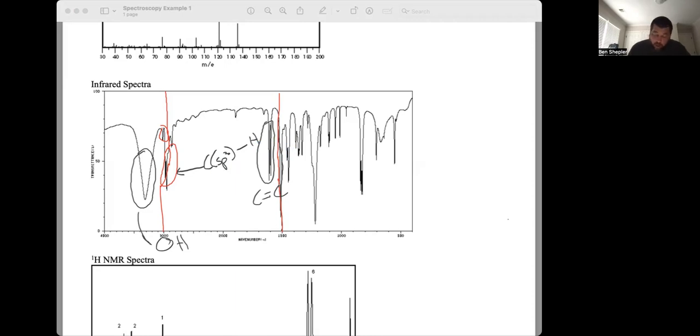And then now, what about this one here? That one is just above 3,000 wave numbers. So what stretch is causing that signal? I see sp2 CH. Yep, exactly right.